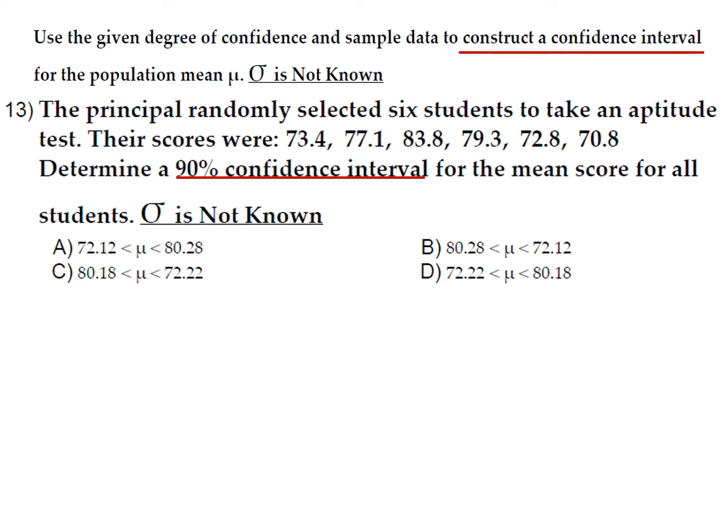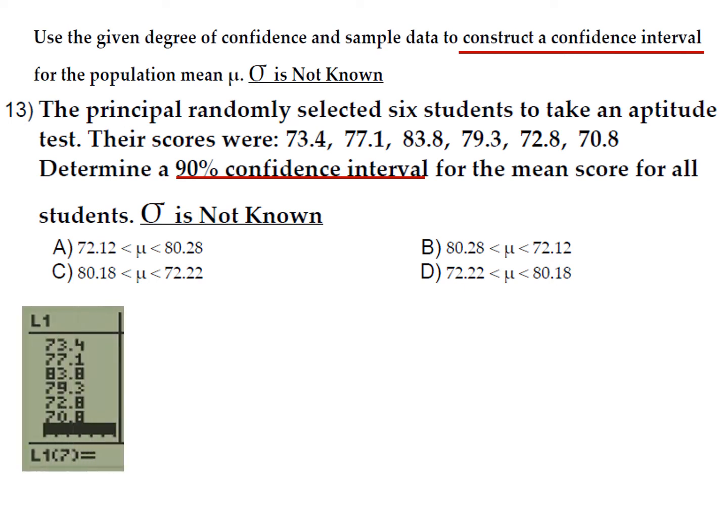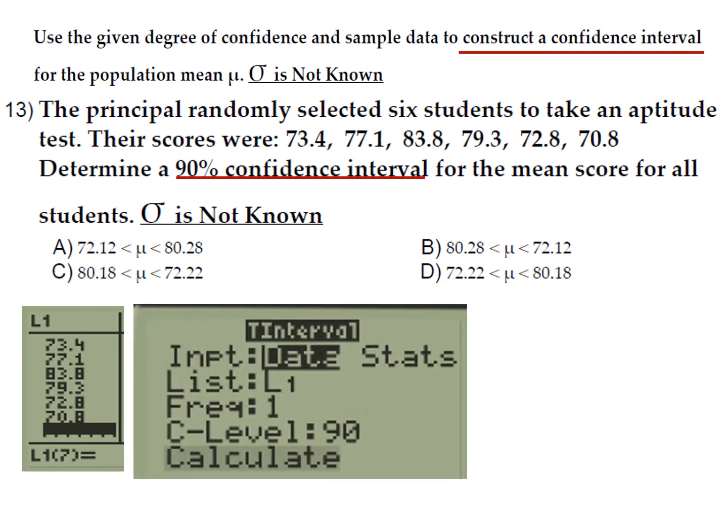Construct a confidence interval. Here again, we're given values. We have raw data, 6 values. So the first thing I do is put those values into a list. I recommend list 1. I went to stat, test, arrow down to t interval. Now make sure that data is highlighted, so you would arrow over and press enter. The data option is highlighted, my values are in list 1, frequency is always 1, and we're told we're looking for a 90% confidence level.